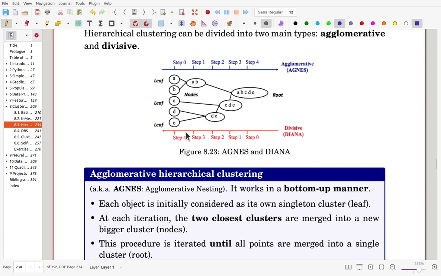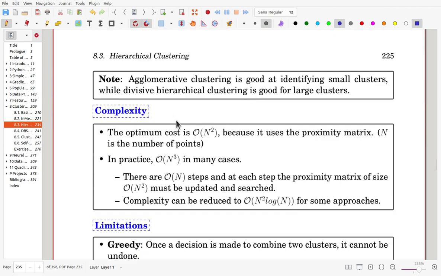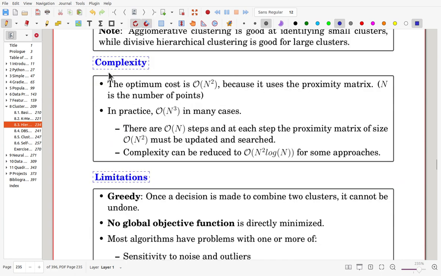In fact, this tree is an upside down tree, and this is bottom and that is top. Okay, here agglomerative clustering is good at identifying small clusters because it begins from small clusters, in fact, the singleton clusters, while divisive hierarchical clustering is good for large clusters. It's a quite natural consequence. Here we have complexity.